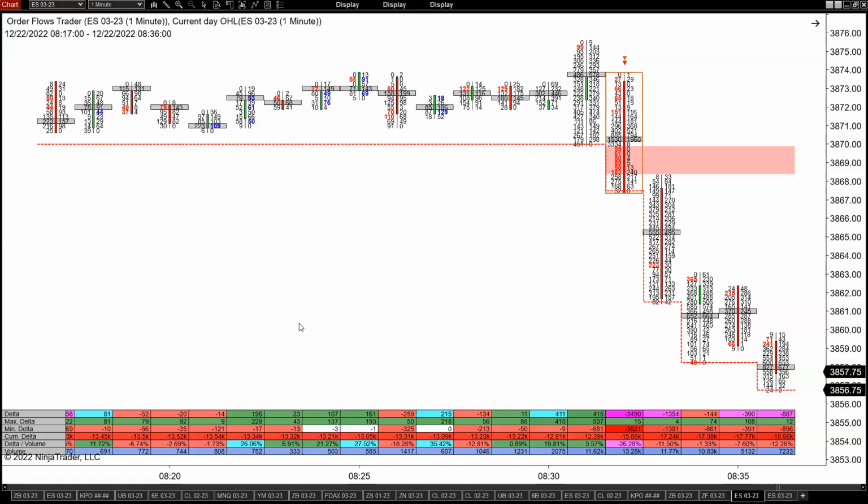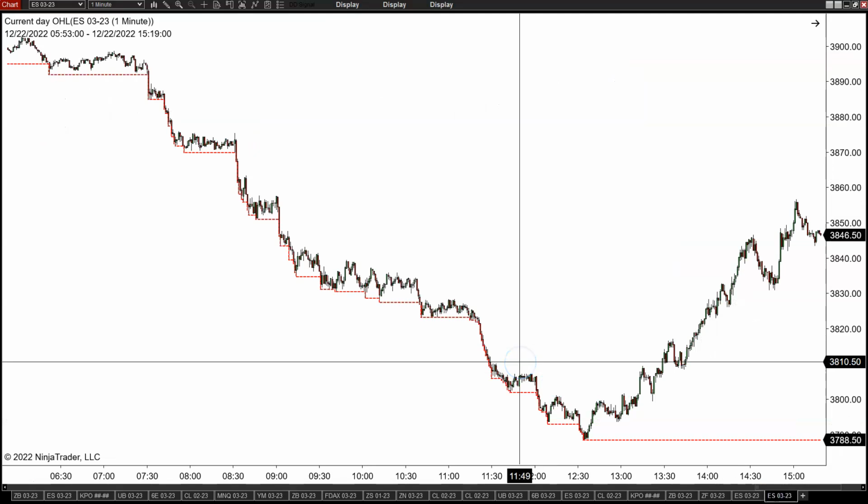And the markets had been selling off all day. So what I want to talk about is trying to identify a low using the order flow. Order flow is not about predicting where a low is going to come in, but rather reacting to what you're seeing in the order flow to confidently buy off of that low.